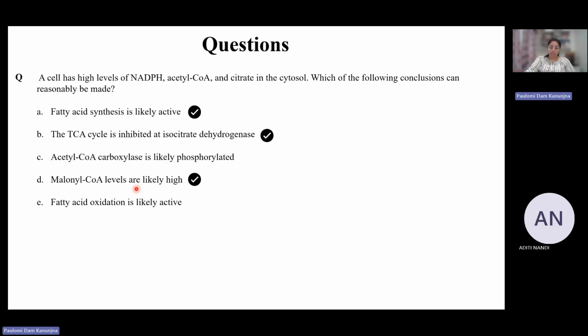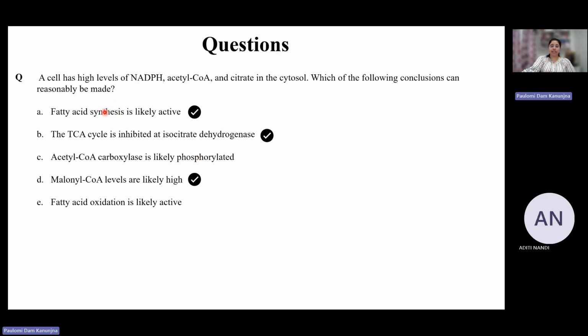Now, what is incorrect is that acetyl coenzyme A carboxylase is phosphorylated. It is incorrect because if it is phosphorylated, it gets deactivated, right? So it is not deactivated, it is activated, right? And the last one says fatty acid oxidation is likely active, which is incorrect because we have established it is synthesis which is more likely to take place.